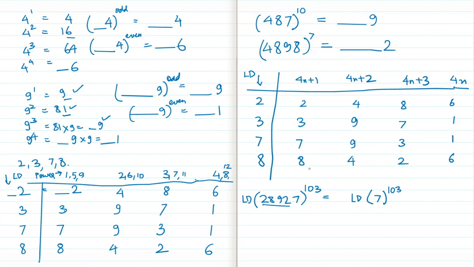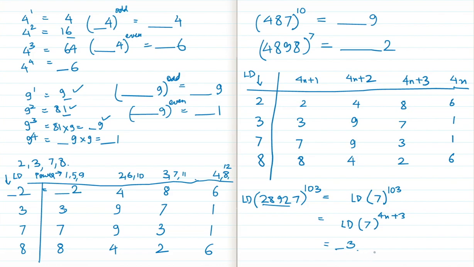Now for 7 I know that the cyclicity repeats every fourth power. So I just have to break 103 in the form 4n plus something. Now I know that 103 is equal to 100 plus 3, where 100 is a multiple of 4. So I can just write this as the last digit of 7 to the power 4n plus 3, because that's what 103 is. So I'll just find 4n plus 3 for 7, the last digit of this computation is 3, and that's my answer. Okay, I hope this is clear.